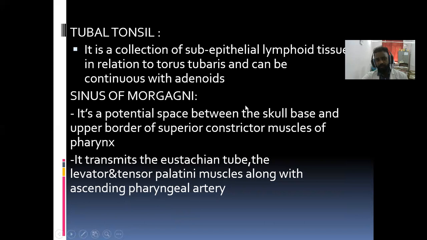The sinus of Morgagni is a potential space between the skull base and the upper border of the superior constrictor muscle of the pharynx. It transmits the eustachian tube, the levator and tensor palatini muscles along with the ascending pharyngeal artery.